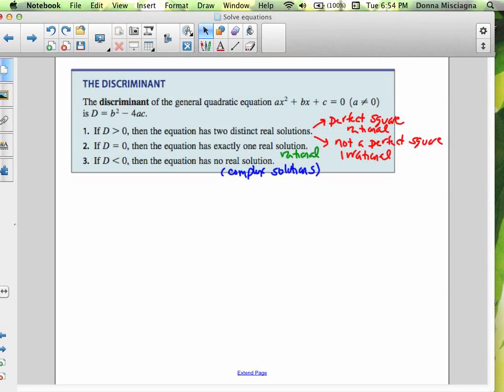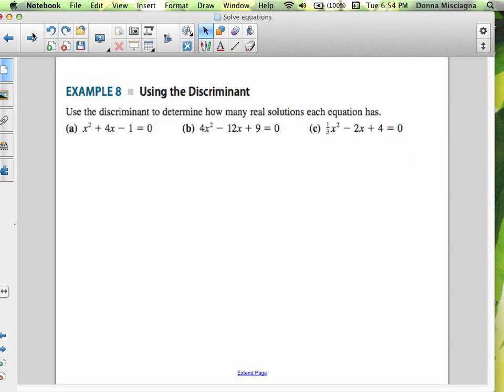All right, so let's take a look at that. Use the discriminant to determine how many real solutions each equation has. So we're just not going to solve here, we're just going to determine. Actually, we've solved at least one of them. 4x squared minus 12x plus 9. We'll do the discriminant. So the discriminant, I'll write it up here again, is b squared minus 4ac. Excuse me, we don't need the square root on that one.